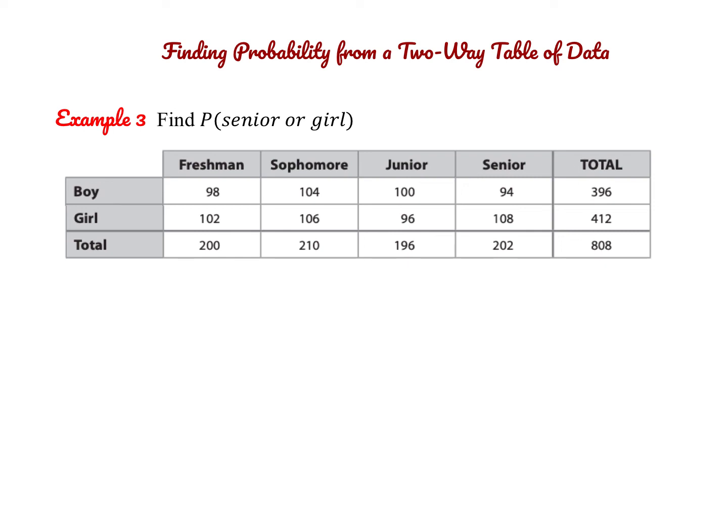So here we're asked to find the probability that if you're randomly selecting someone from the school, that you select a senior or a girl. So here there will be overlap in students that are seniors and girls, because you can see here there are 108 seniors that are also girls. So we are going to be using our overlapping strategy. So let's call this event A and this is event B. So we're to find probability of A or B.